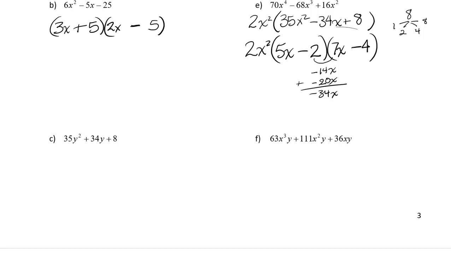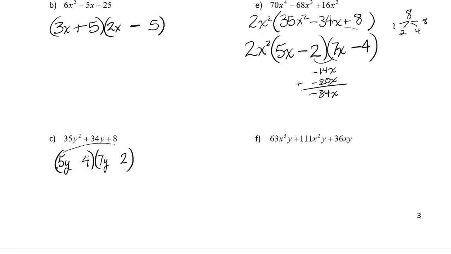Welcome back. Let's see what you got. So there's a 35y to the second plus 34y plus 8. I don't see a common factor, so we're going to move on to trying to factor them into binomials. Let's try 5y and 7y. And let's try 4 and 2 for my 8, my last term.